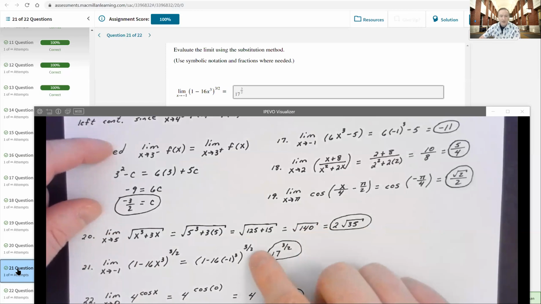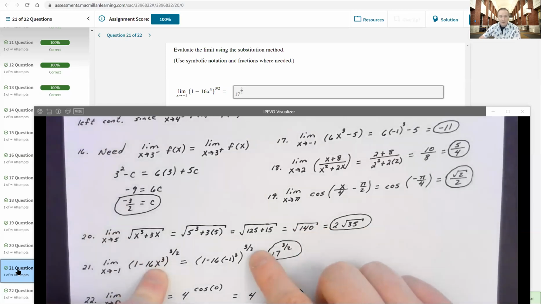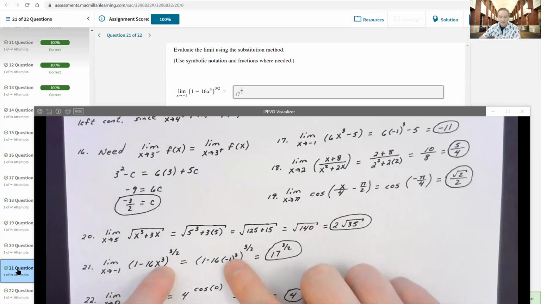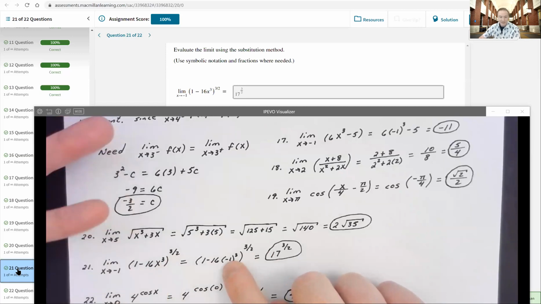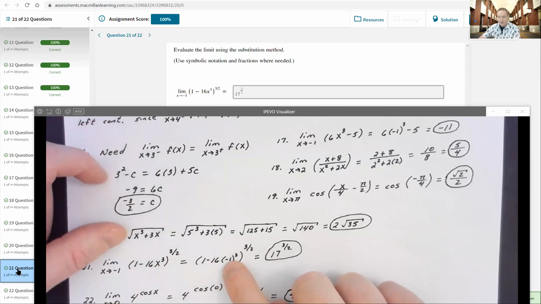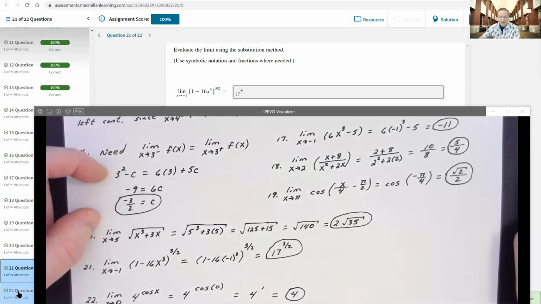After that, another similar one, we're plugging in a negative 1 into this cubic equation that's then raised to the 3 over 2 power. No big deal. When you plug a negative 1 in for x cubed, it stays negative 1. So we end up with 1 plus 16 on the inside. And then you say, well, 1 plus 16 is 17. 17 to the 3 over 2, since that's going to be an irrational number, it's the square root of 17 cubed. I just left it as 17 to the 3 over 2 power, and the chief liked that answer.